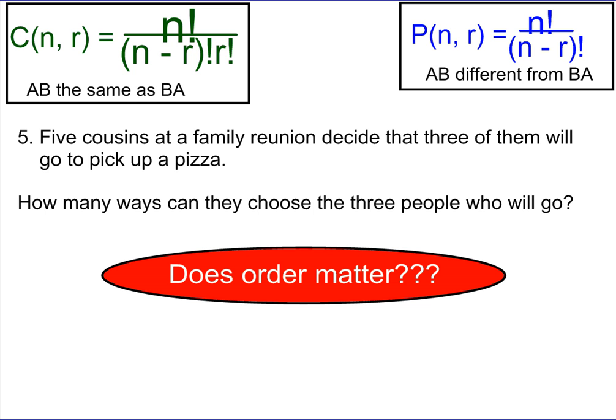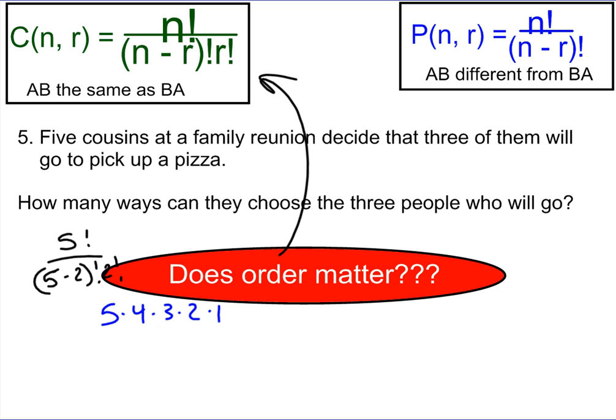5 cousins at a family reunion decided 3 of them will go to pick up a pizza. How many ways can they choose 3 people who will go? Does order matter? The answer is no. So it's a combination. So it's going to be 5 factorial over 5 minus 2 factorial, 2 factorial. So that's going to be 5, 4, 3, 2, 1 over 3, 2, 1 times 2 times 1. So cancel, cancel, 3 cancels. 4 over 2 is nothing more than 2. So there are 10 different ways that 5 cousins can pick 3 people to go get a pizza.